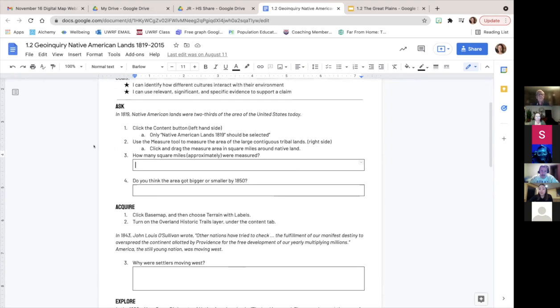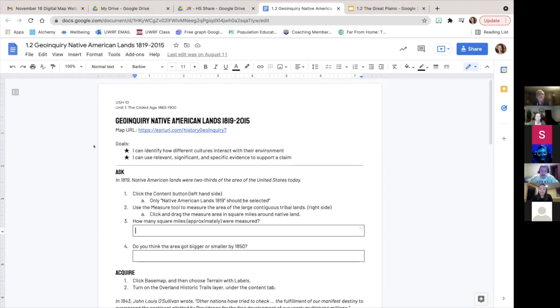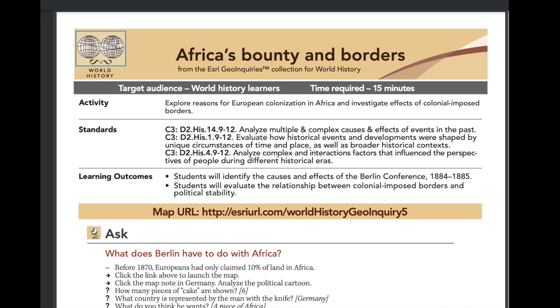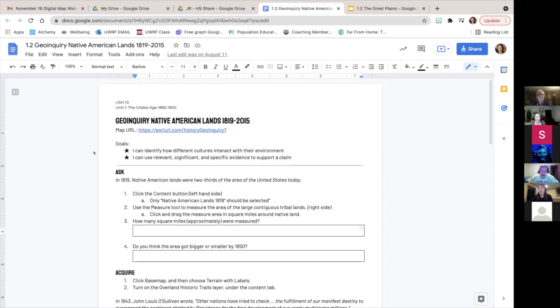And then I ended up making another one for my freshmen for our modern world history. I made one with the Berlin Conference, and I think it's called Africa Borders and Boundaries. And my biggest takeaway, again, I saw similar things, but the thing that stood out to me the most is when it came to their summative, so many students wanted to write about that one day.